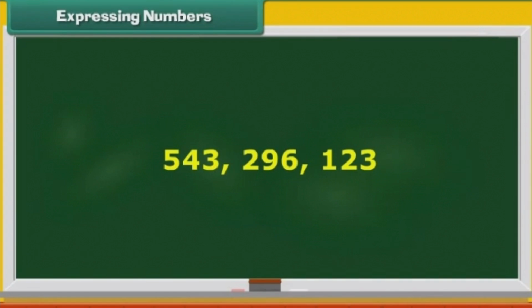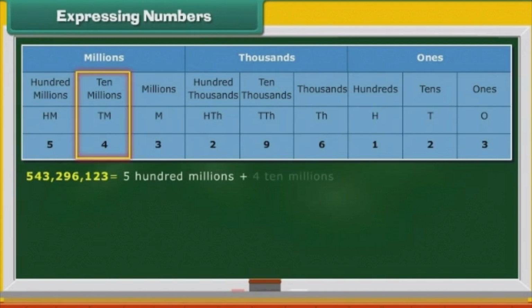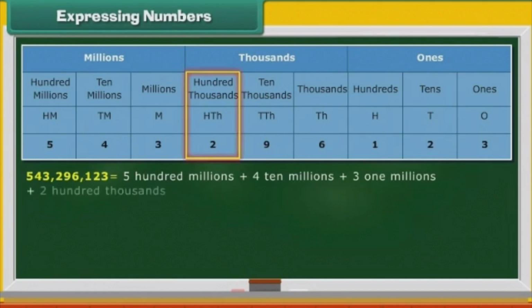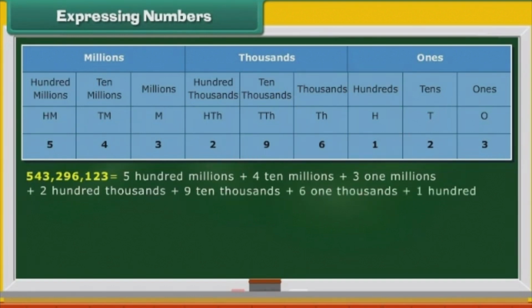Let us express it in expanded form. First, we arrange the number in the International Place Value chart. 543,296,123 may be expressed in expanded form as 500 millions plus 40 millions plus 3 millions plus 200 thousands plus 9 ten thousands plus 6 one thousands plus 100 plus 2 tens plus 3 ones.